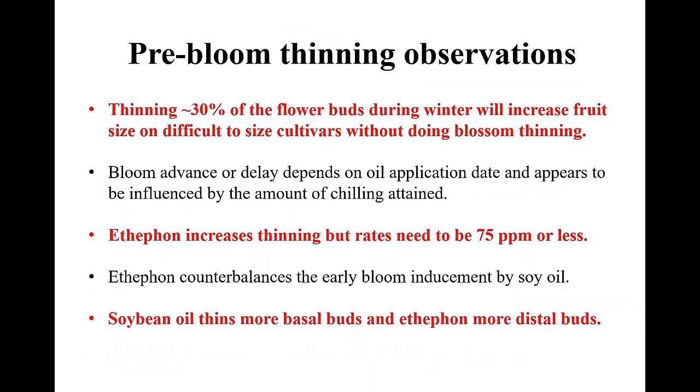So in red, if you can thin 30% of the flower buds during winter, you will increase your fruit size on difficult to size cultivars without blossom thinning. So if you can't get into blossom thinning, this will knock it down to a point where you'll still get a size increase. Once again, ethephon is not labeled for this. It does thin, and you have to be careful if you use it. And once again, soybean oil and other vegetable oils, if you pre-bloom thin, they tend to take off the buds at the base. Ethephon takes off the distal buds.